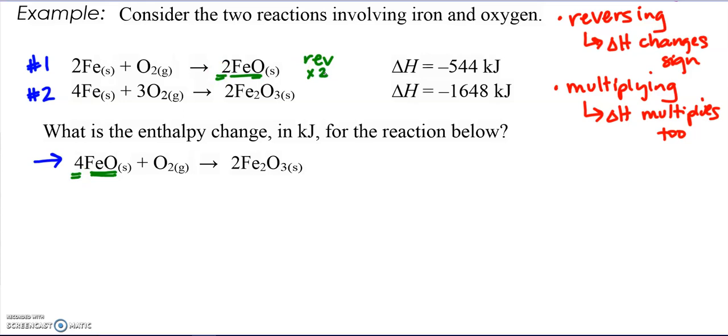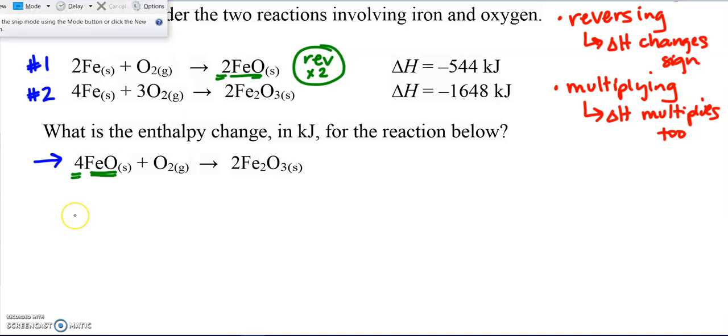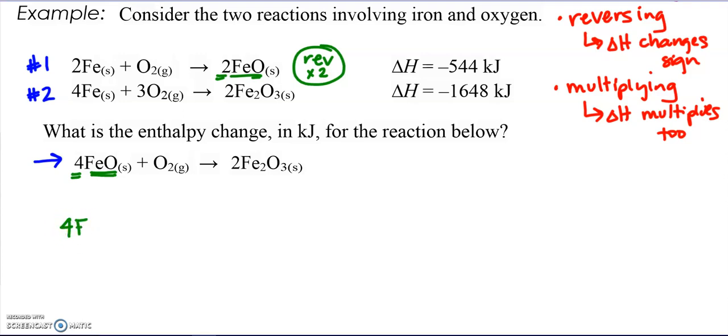So I'm going to rewrite that whole reaction with these things done to it. I'm going to do 4 FeO, right? Multiplied it by 2, flipped it over as my reactant, and that makes 4 Fe and 2 O2. So I flipped reactants and products, and I multiplied everything by 2.